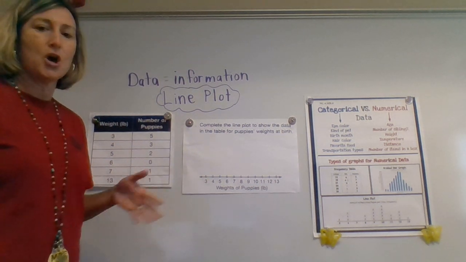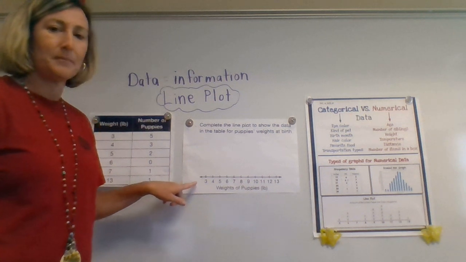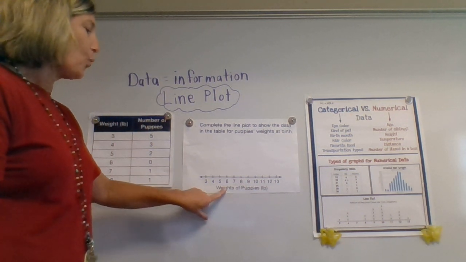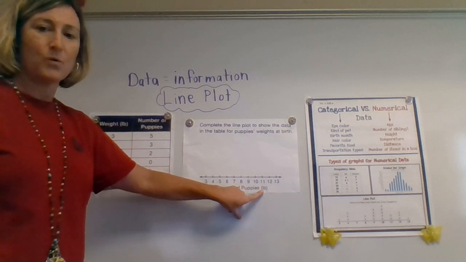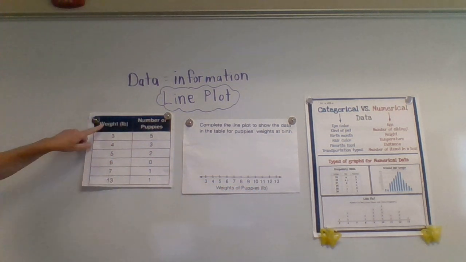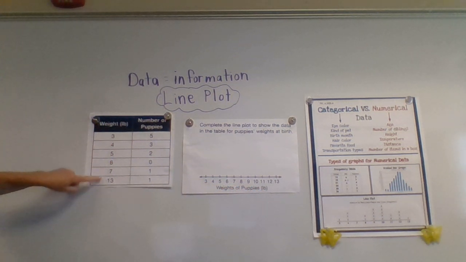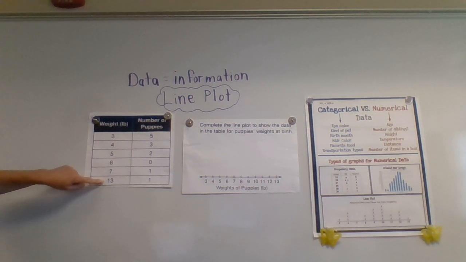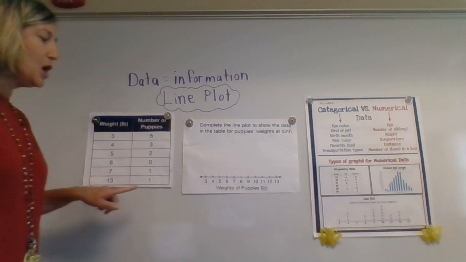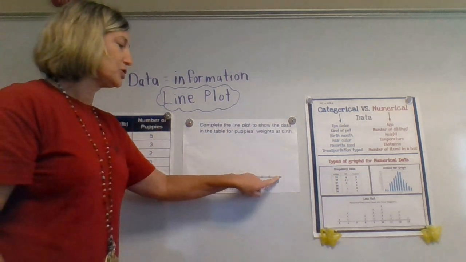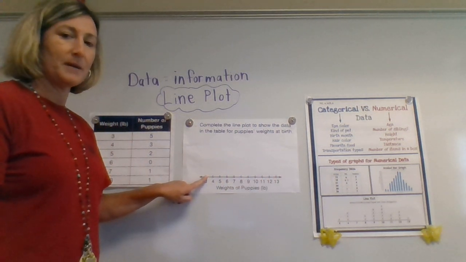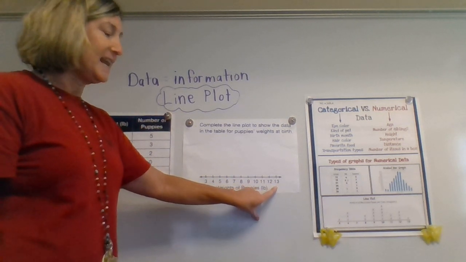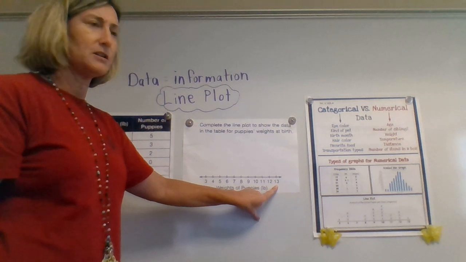So how do we know what we put at the bottom? How do we determine that? We've written down here weights of puppies in pounds, okay? Now, when we look at our weight, we know that it starts at 3 and it ends at 13. So when we start our line plot, we're going to start with the number 3 and end with the number 13.